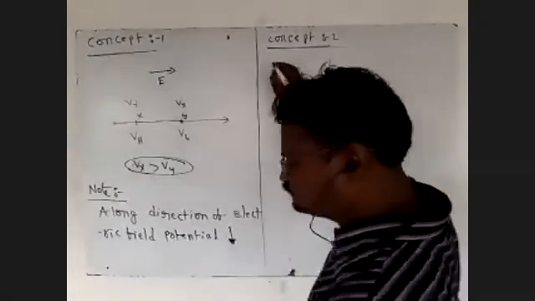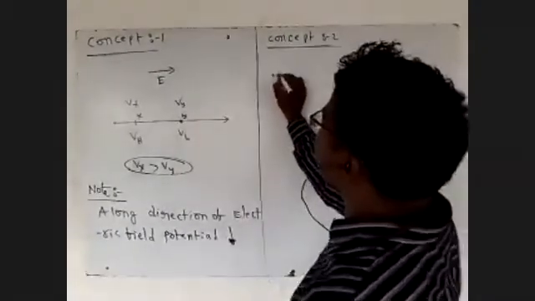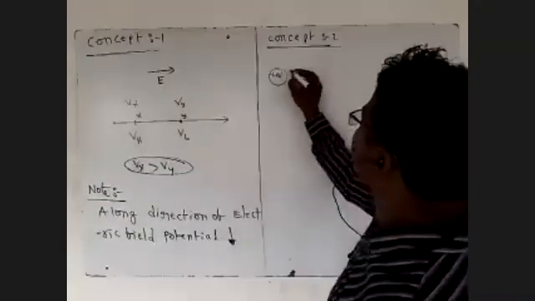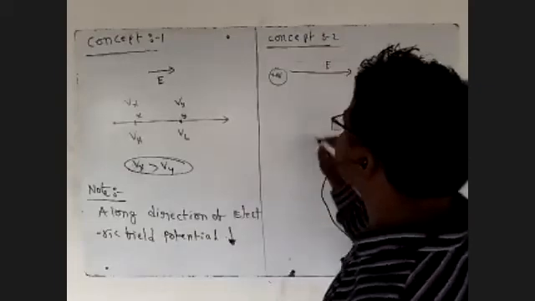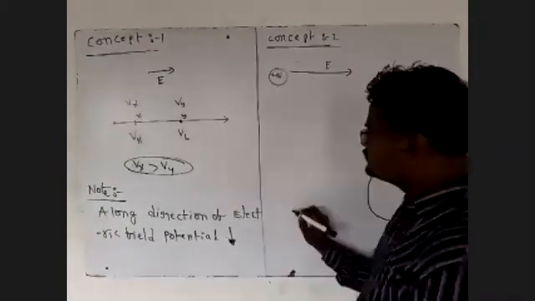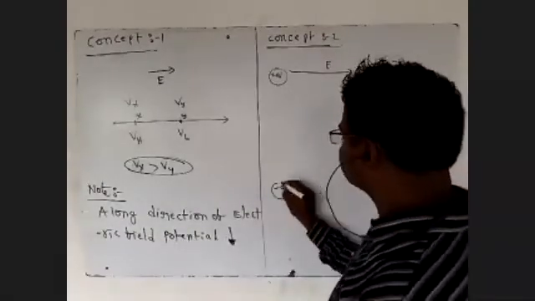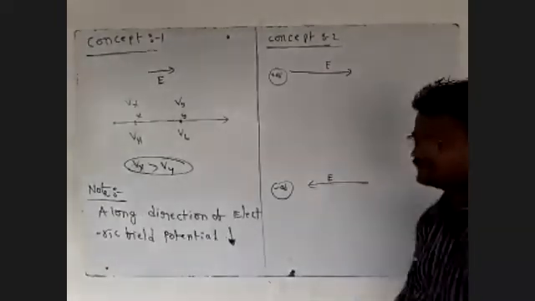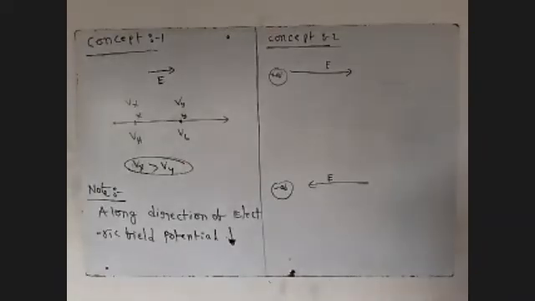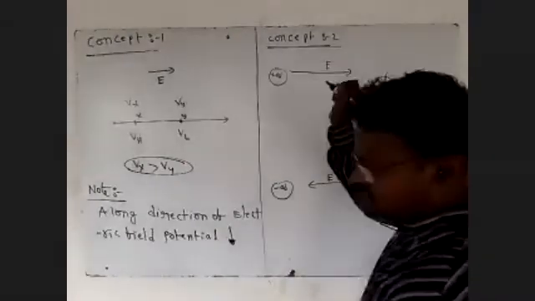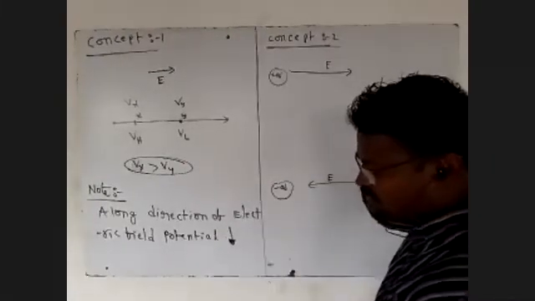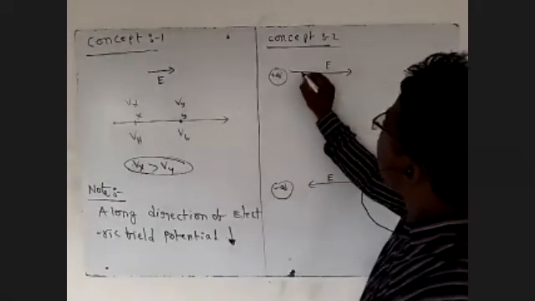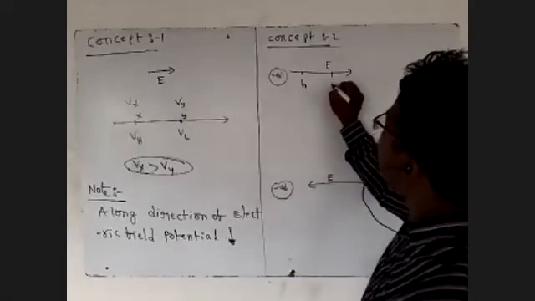This is a positive charge body, and this is the direction of electric field. This is a negative charge body. Suppose for example this is a point. This is a high potential. This is a low potential.